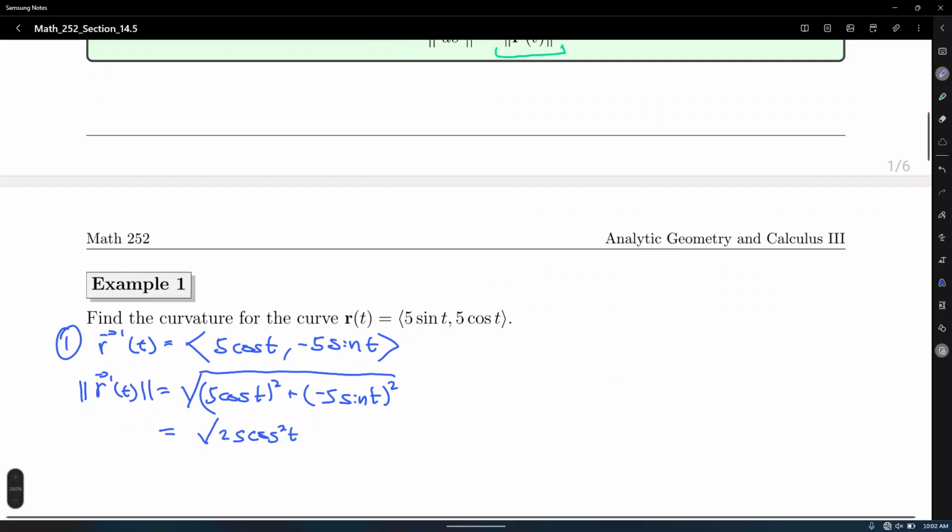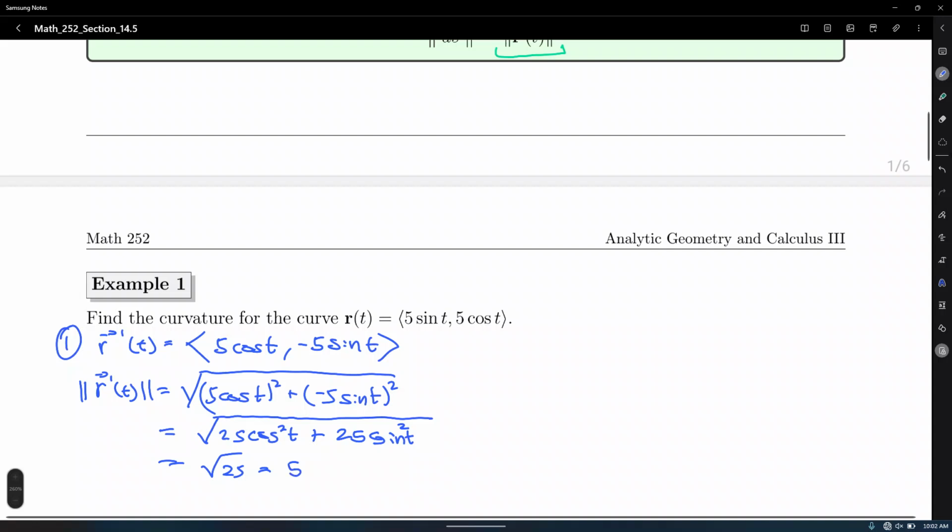Cosine squared t. By the way, we will be using these relations, which yield the Pythagorean identities, a lot. You'll see how we're going to use those a lot. So, sine squared t. And that equals, okay, cosine squared plus sine squared. Again, isn't that equal to 1? Times the 25 they both have in common. That's just the square root of 25, which equals 5.